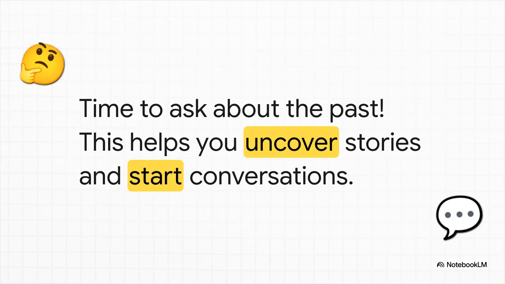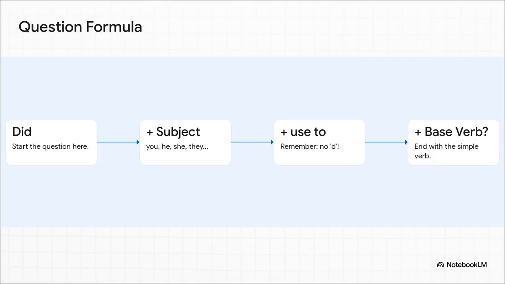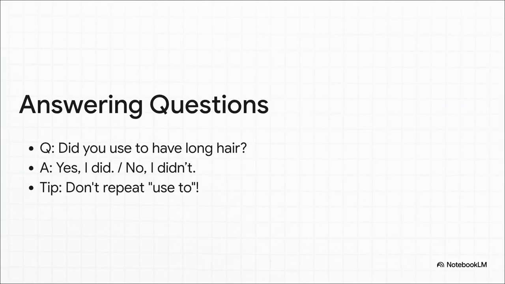All right, so we can talk about what was true and what wasn't. Now let's figure out how to ask questions, because this is how you go from just stating facts about your past to really digging into someone else's story. And the formula for questions follows that same logic we just learned. You start with did, then you add the subject, then, yep, you guessed it, used to, with no D. And finally, you finish with a base verb and a question mark. And here's a pro tip for answering. If someone asks you, did you used to have long hair? You don't need to say, yes, I used to have long hair. Just keep it short and sweet. A simple, yes, I did, or no, I didn't sounds way more natural.